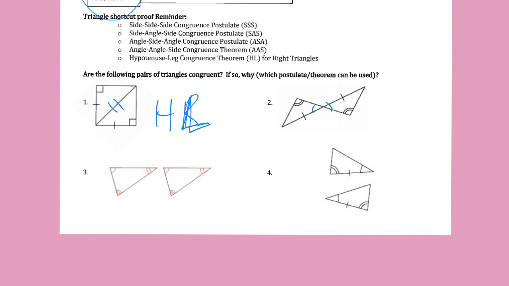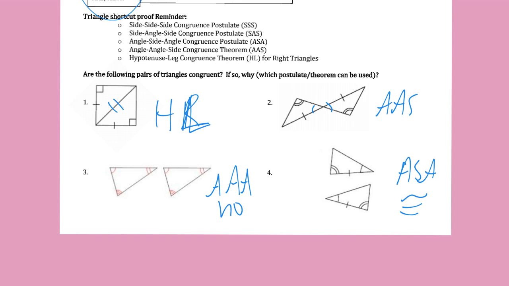And then also in this one, you've got angle, angle, side. These are vertical angles, so angle, angle, side. So yes, those would be congruent. These are angle, angle, angle, so that would be no. And the last one is angle, side, angle, and that would be yes. Okay, it's a valid proof.